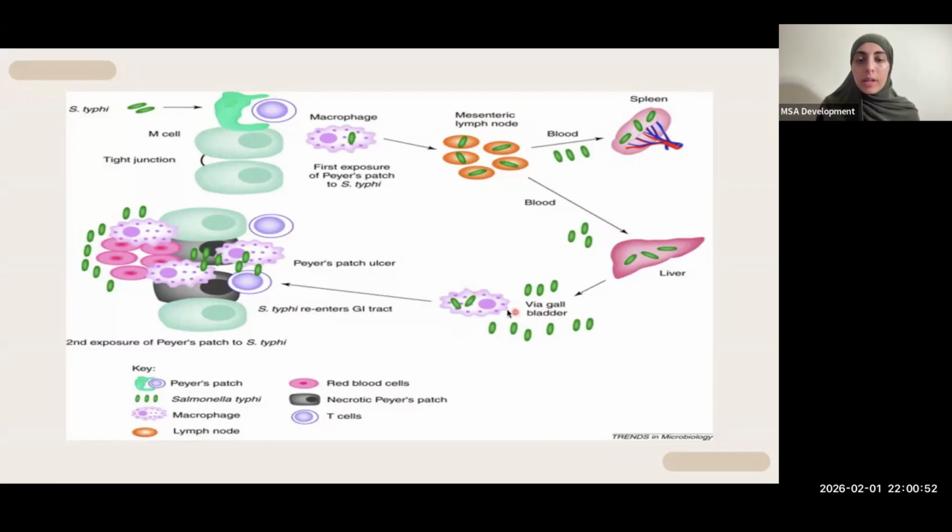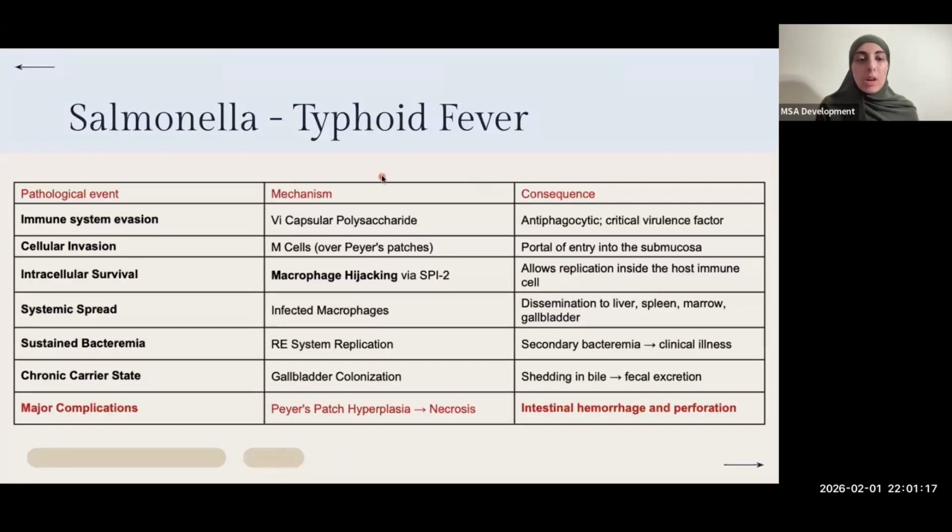So from the gallbladder, it can go into the Peyer's patches, also in the intestines, and re-enter the GI tract. And when it goes back into the GI tract, it can cause a secondary exposure, okay? So main thing for you to know is that it will go in, taken up by the macrophages, then go into the blood and spread to the reticuloendothelial system.